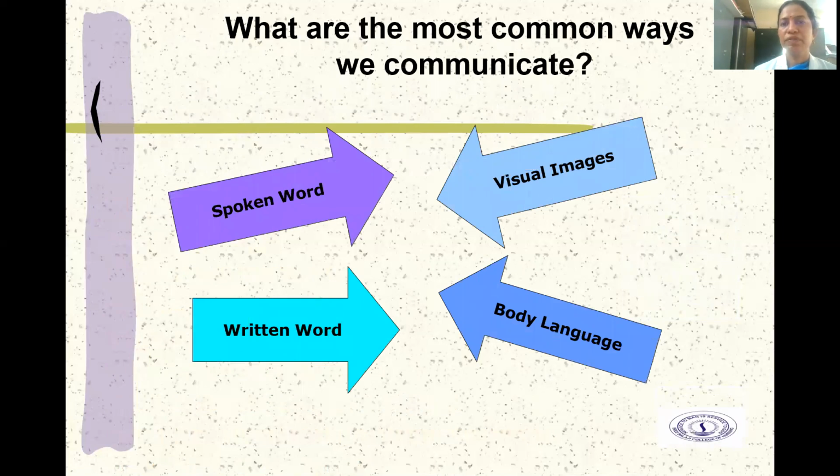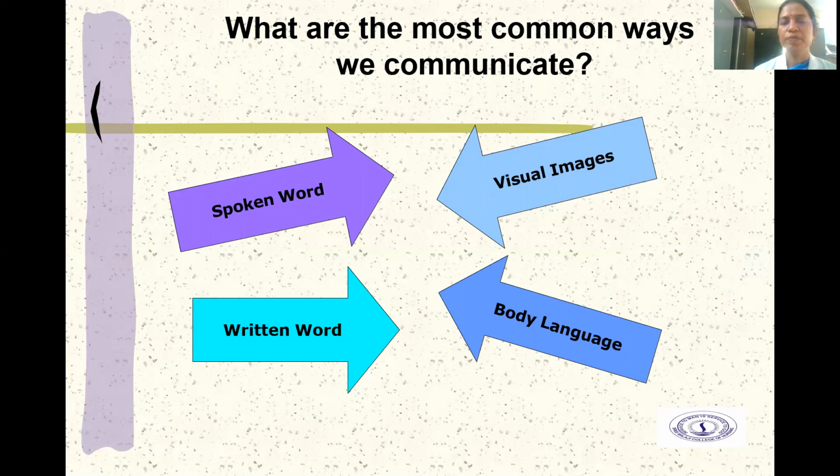What are the most common ways we communicate? We communicate in different ways. First is by spoken words. It may be from different languages, but we use spoken words. Second, we use written words. When we write in an exam, that is also a kind of communication. When we type in a computer, or when we send a mail through our email ID, again we are communicating.